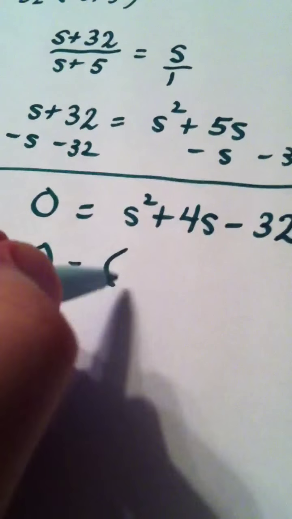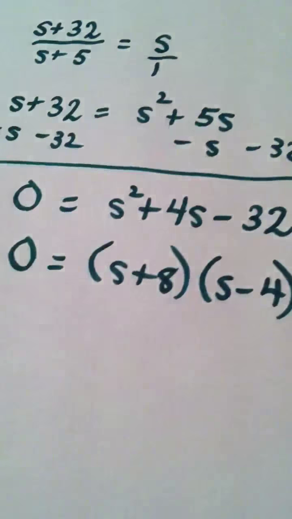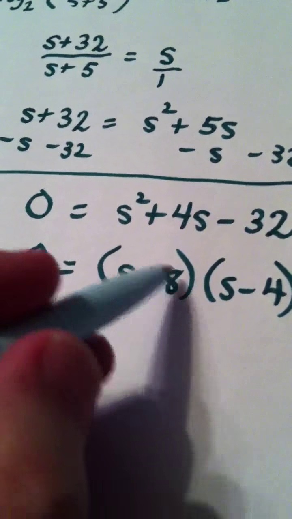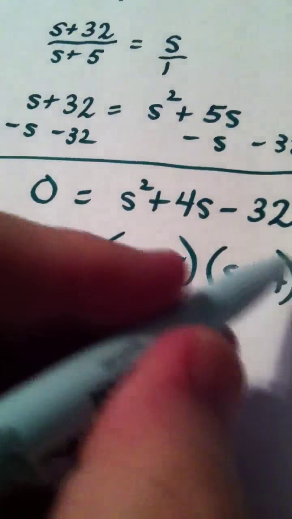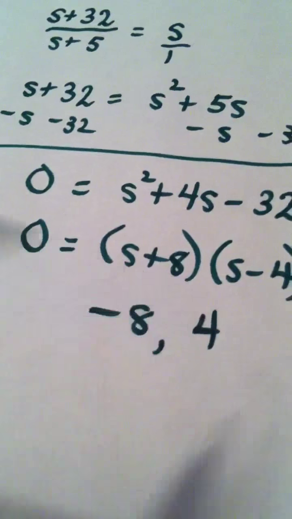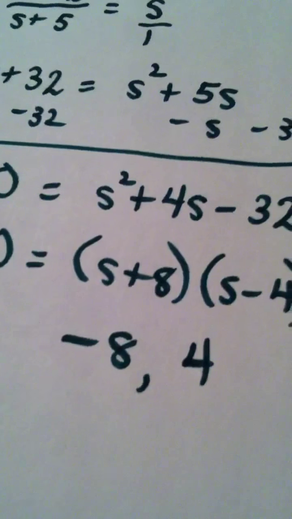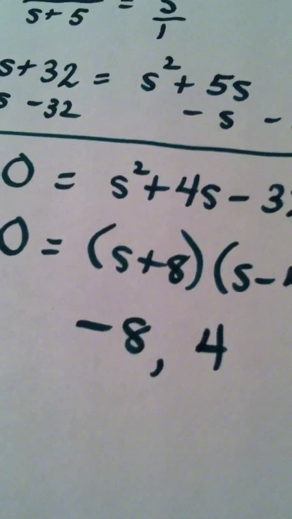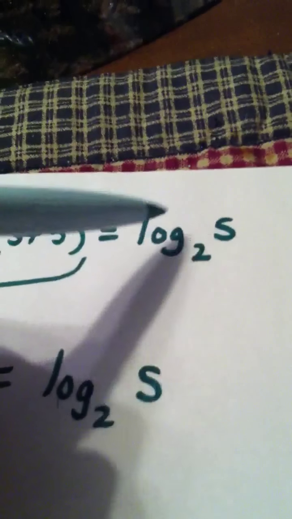Luckily, this expression factors as s plus 8 times s minus 4. So we get two possible solutions. The solution from this factor would be negative 8. The solution by setting this factor equal to 0 would be positive 4. Okay? Now, what we have to do, because this was a log equation, is check our answer. Let's try negative 8. Let's go back to the original problem. Okay? Well, I don't have to look too far. If I try to put a negative 8 in here, I'm taking the log of a negative number. Forget it.